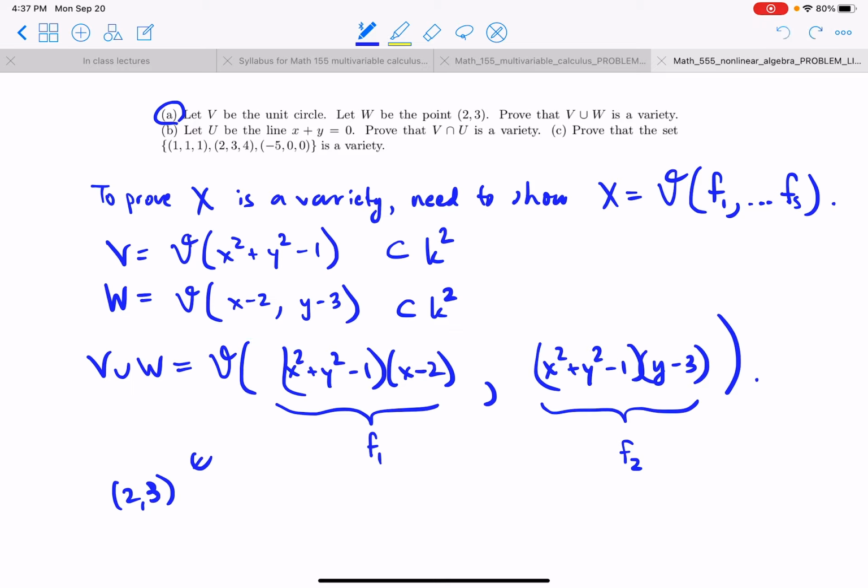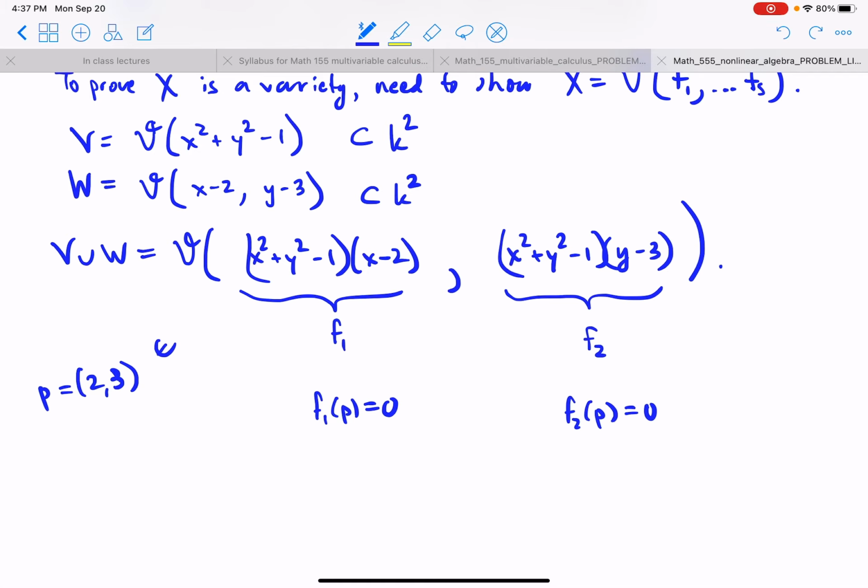Why? Well, because when we plug in the point (2, 3) for x and y, the 2 makes f1 vanish. So, let's call this p. Then f1 of p is 0 because of this factor, and f2 of p is equal to 0 because of this factor.